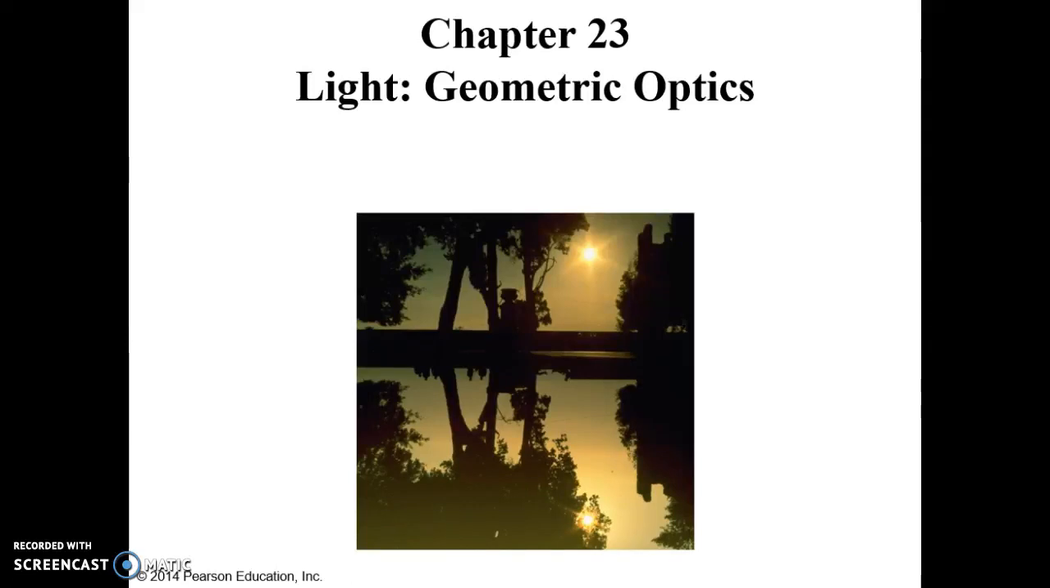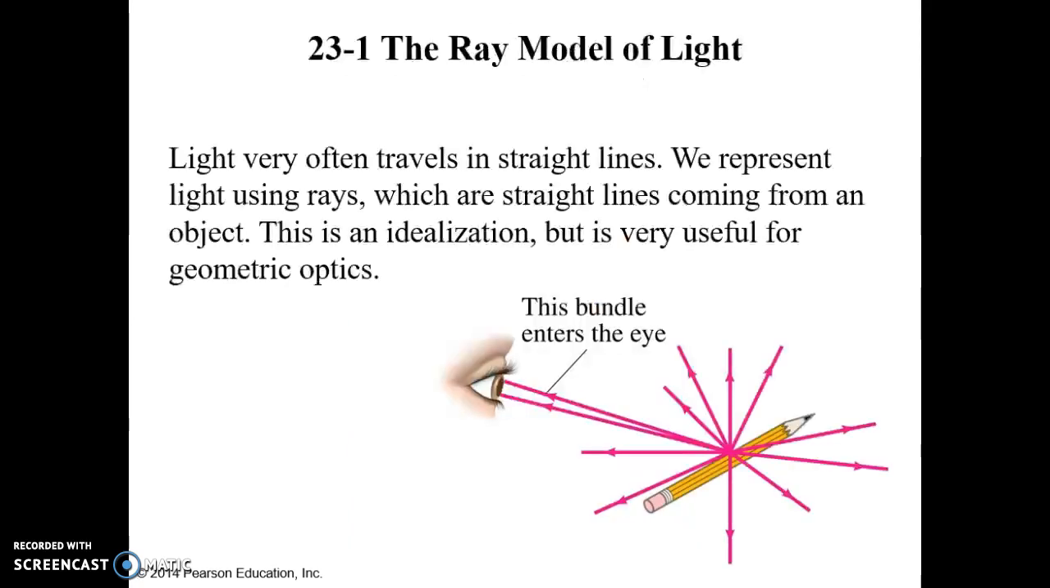Hello, class. In this chapter, we're going to learn about light. We see objects in one of two ways. One, the object may be the source of the light, like a light bulb, fire, or star. The second way, which is more common, is that we see objects by light reflected from them.